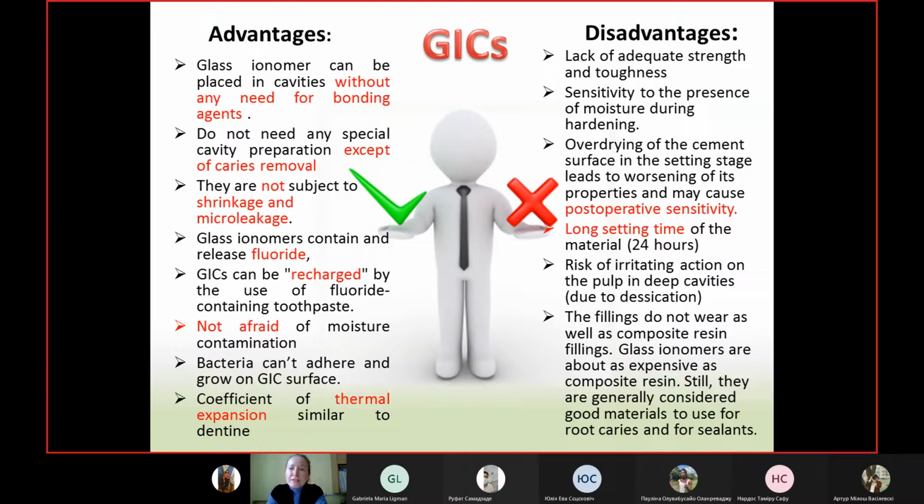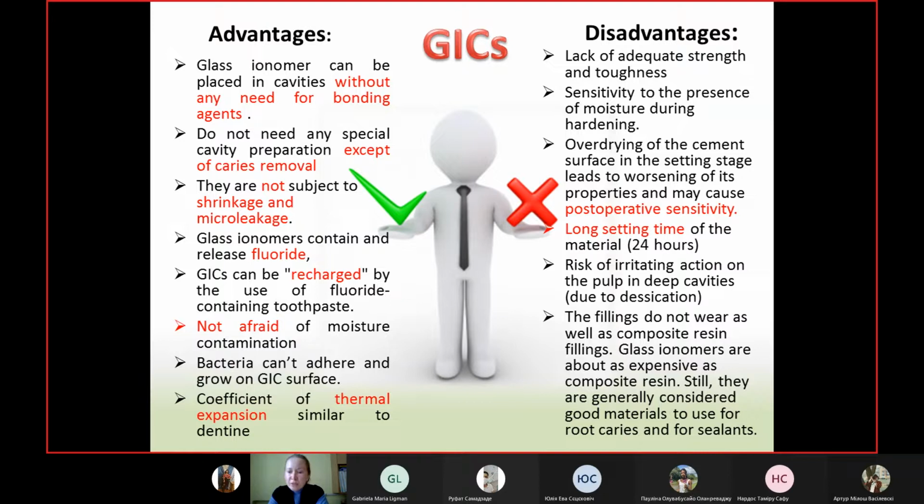Somehow is great, but still, even if restoration is lost, a thin layer of glass ionomer is still left, and thus protecting the tooth from further caries attack. They are sensitive to the presence of moisture during hardening, and should not be over dried in the stage of setting, because over drying leads to post-operative sensitivity.